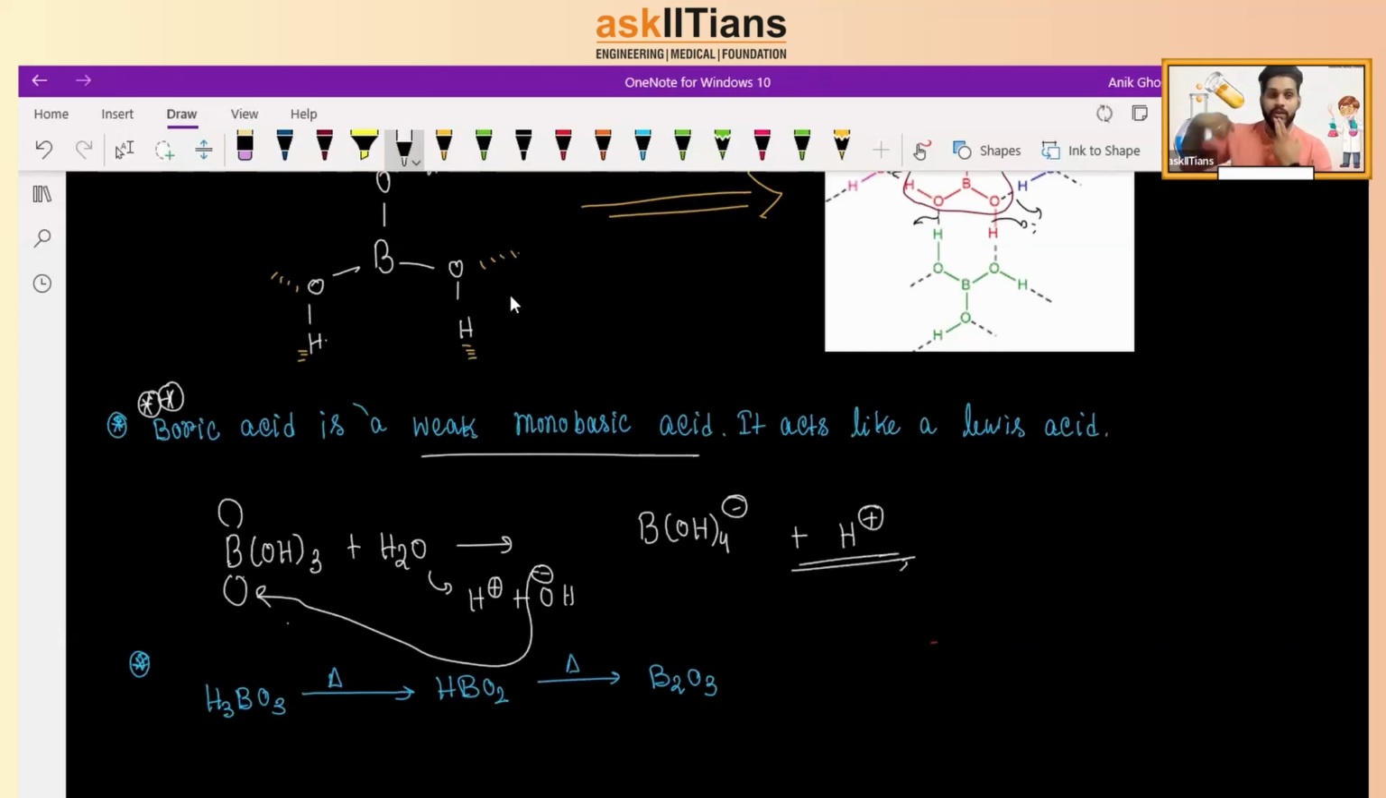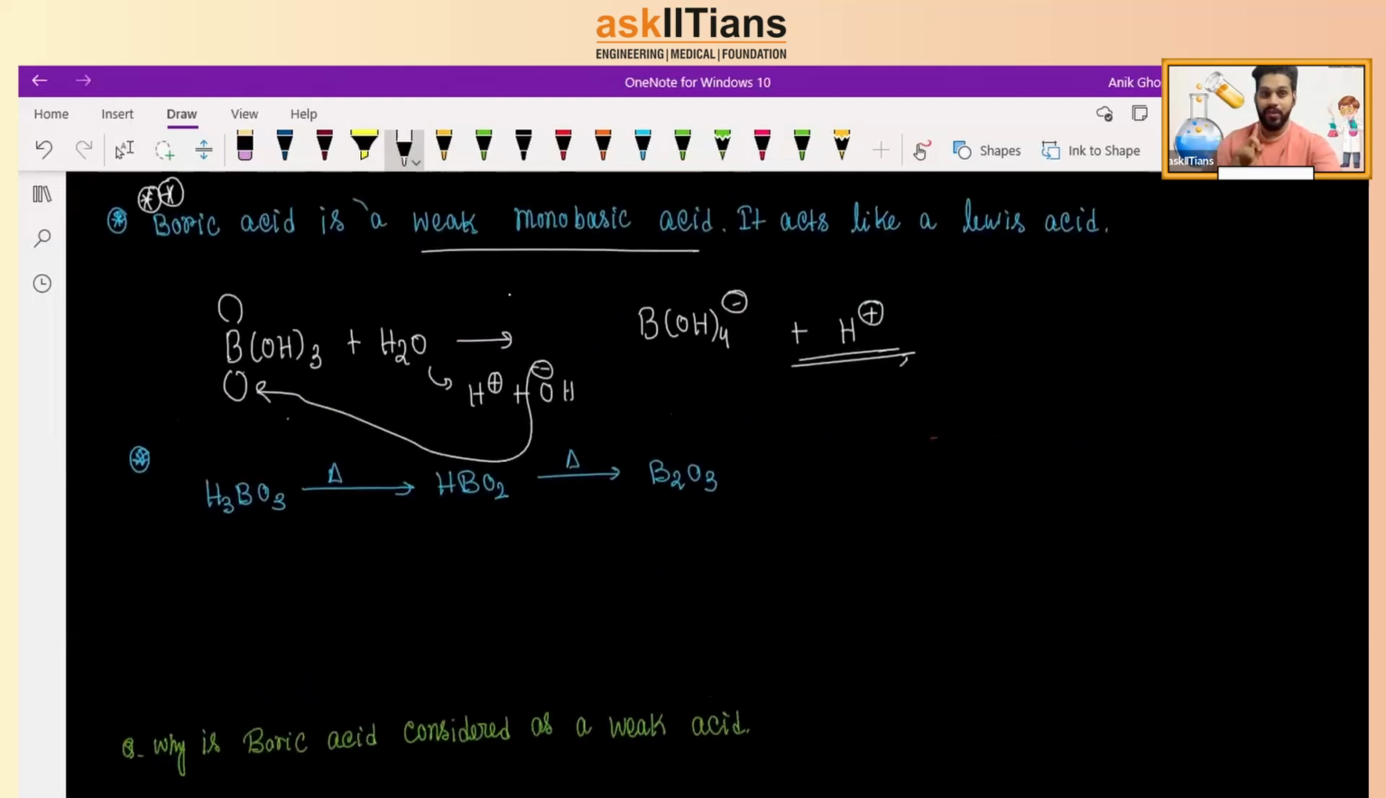When you dissolve it in water, the catch over here is, guys, this H+ is not a hydrogen of this H3BO3 molecule, right? It is a hydrogen of water. So it takes the OH- from H3BO3 and it creates that H+. That is why it's a monobasic acid, right? This is a very, very important, very interesting fact as well, isn't it?